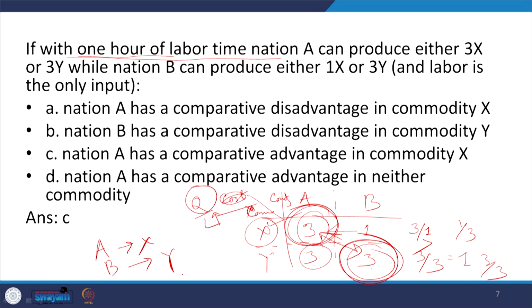So, now let us check what is the answer. Nation A has comparative disadvantage in commodity X? No, this is not the answer. Nation B has comparative disadvantage in Y, this is also not the answer. Nation A has comparative advantage in commodity X, right, this is correct. Nation A has a comparative advantage in neither of the products, this is wrong. So, therefore, C is the answer, alright. So, we must proceed further to understand other details.